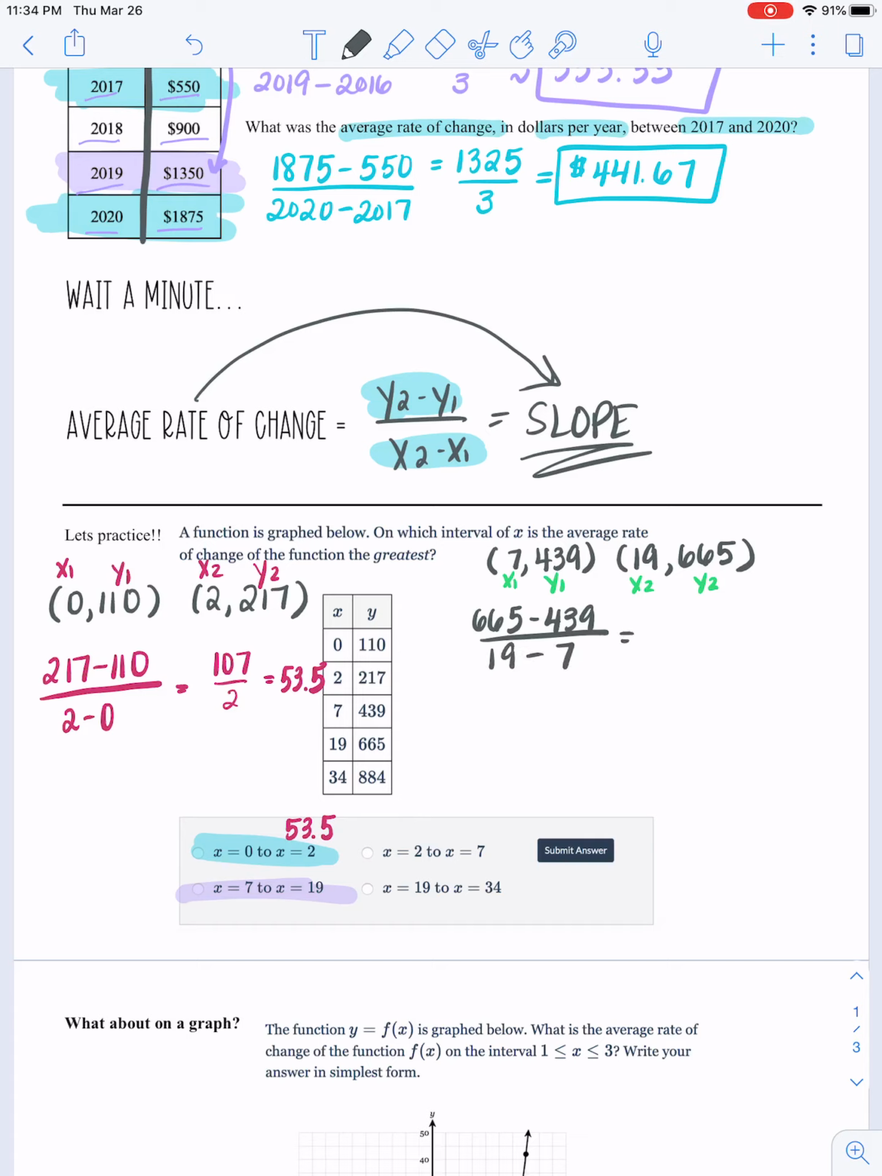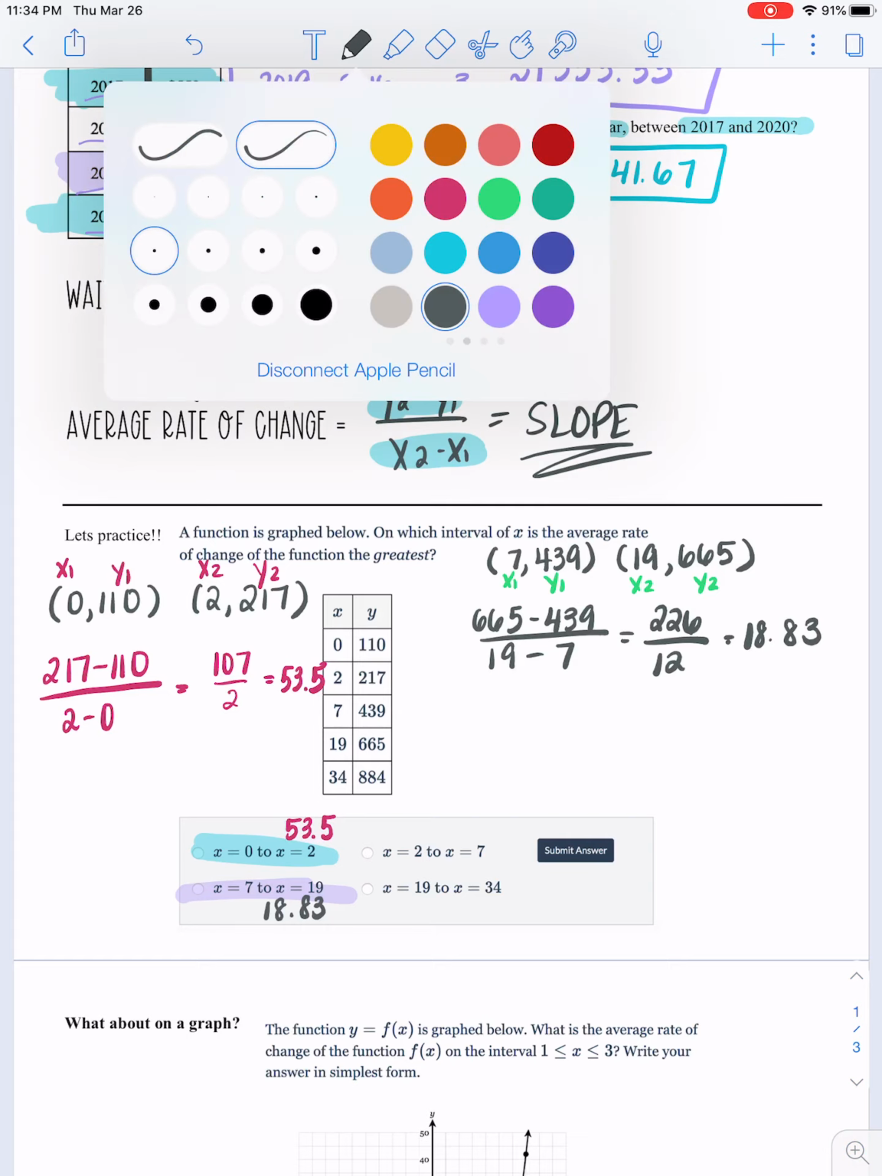Let's go ahead. I'm going to enter this into my calculator. I get 226 on top, 19 minus 7. I get 12 on the bottom. We're going to divide. I get 18.83. This problem's a lot of work because we got to find that rate of change multiple times. All right, next.